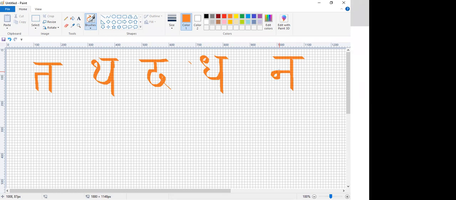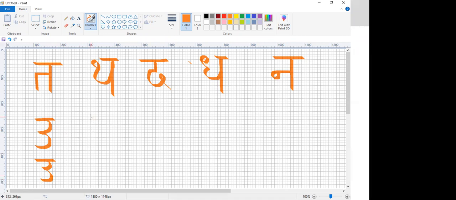So how do we do it? As I told you, the letter is nothing but a 3. Put a slight Shirorekha. You can even first do a Shirorekha, but don't keep it at the center. Try to keep it a little bit on the right side, and then draw a slight 3.